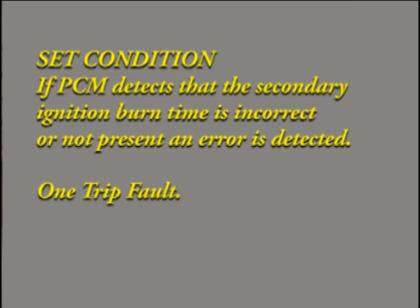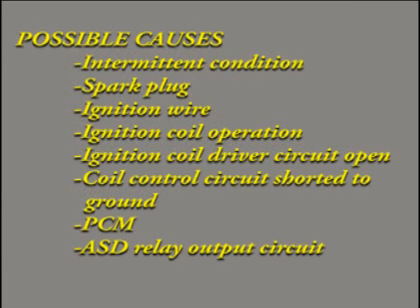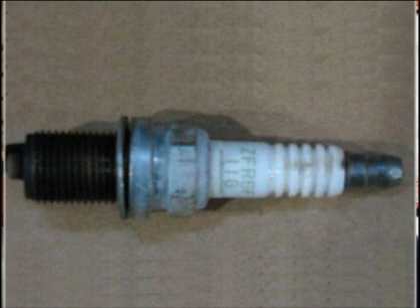The listed possible causes in Chrysler's diagnostic data are an intermittent condition, the spark plug ignition wire, ignition coil operation, ignition coil driver circuit operation, control circuit shorted to ground, the PCM being damaged, or the auto shutdown relay having an open circuit. The most common causes of these codes is the spark plugs misfiring or bad plug wires.